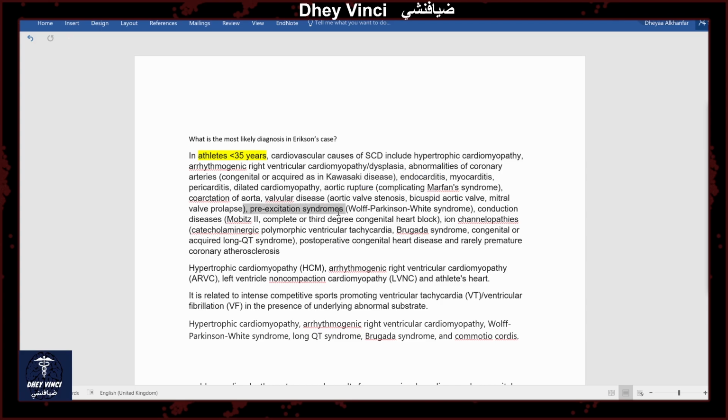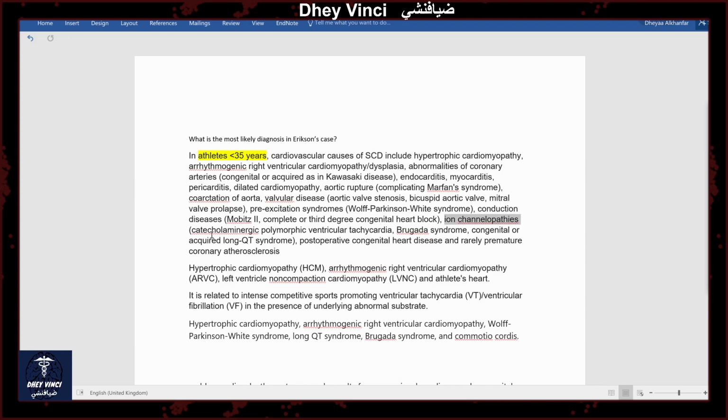Pre-excitation syndromes, like Wolff-Parkinson-White syndrome, we have discussed this. This is still a possibility. Conduction diseases like types of heart block, second degree, third degree heart block. This is usually congenital and manifested earlier in life, like in teenage or childhood.